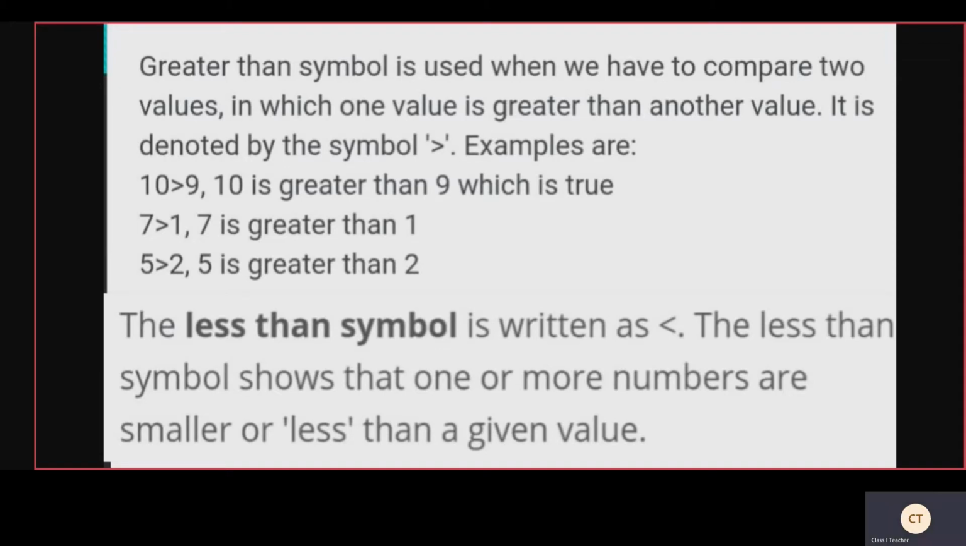Now let us see the less than symbol, children. Here the symbol is given. All of you see here. Okay, that is less than symbol. The less than symbol shows that one or more numbers are smaller or less than a given value.